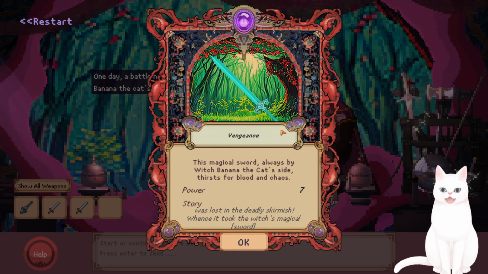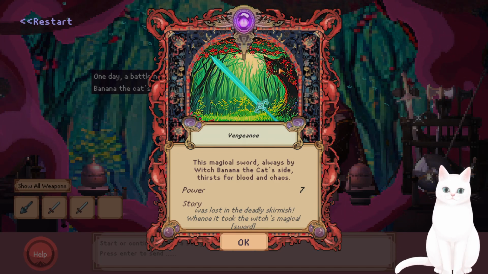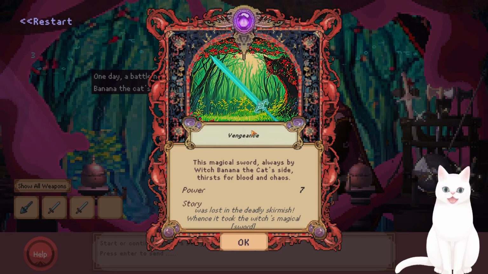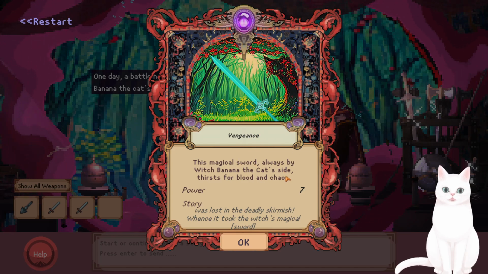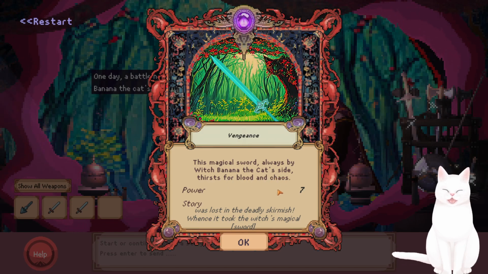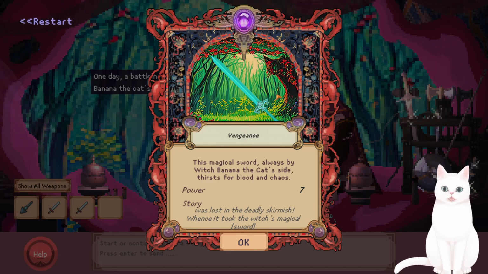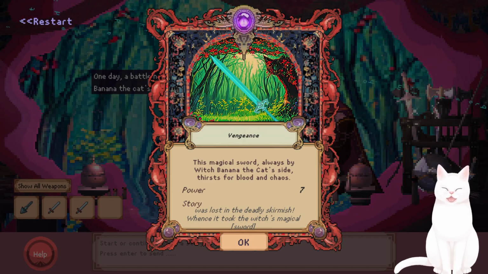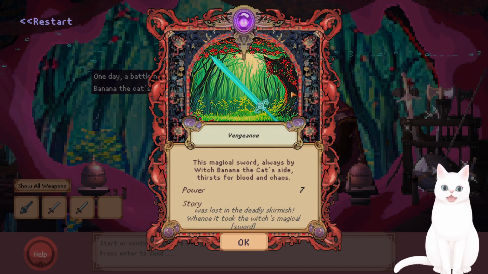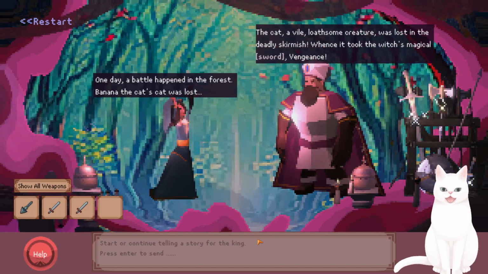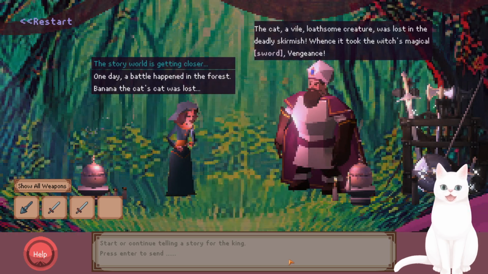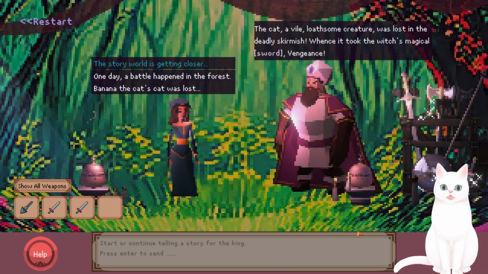Oh, I can see the forest going into the form of the cat. So it's the same sword as before, the magical sword of the witch Banana Cat. Okay, so this is the same sword, but the background is actually the story world he described. So you can see there's a cat form here. Let's collect that. We are getting into the forest of cats.